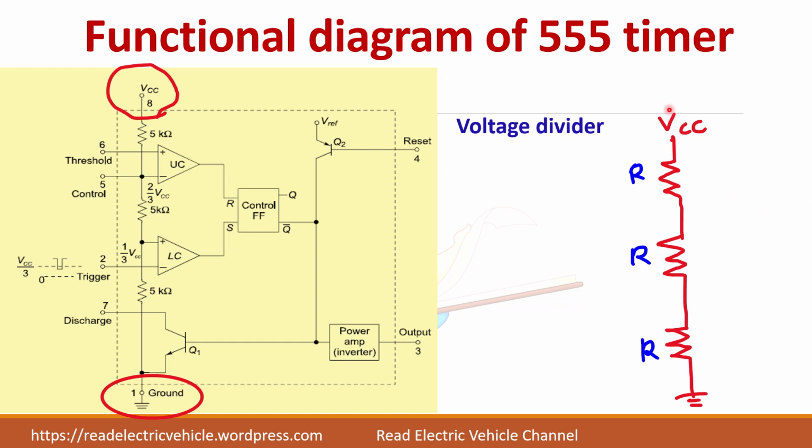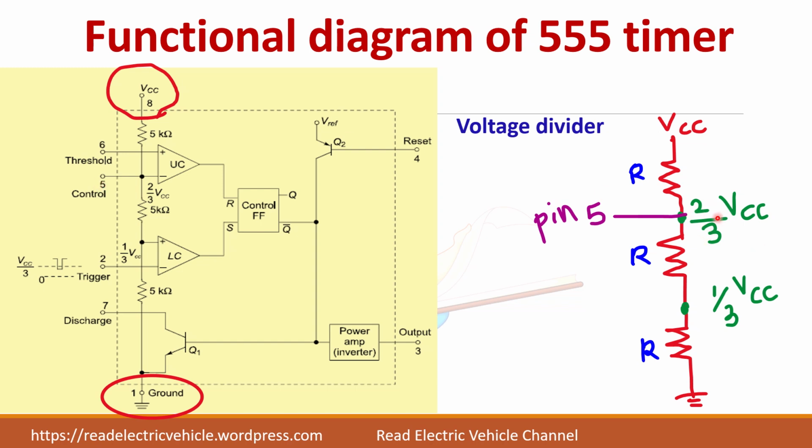Now all the resistances are equal and we have a supply voltage here. So the voltage divides equally. This voltage is 2 by 3 VCC and here we will get 1 by 3 VCC. These two voltages act as a reference for the comparators. But you can note one thing here. You can see 2 by 3 VCC here, but at the same time it is connected to pin 5.